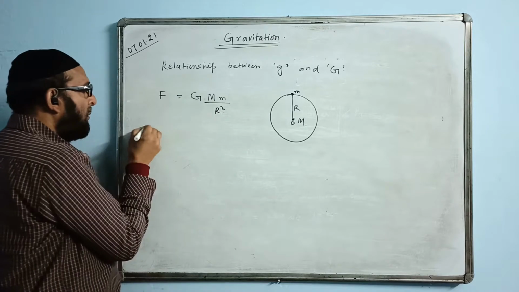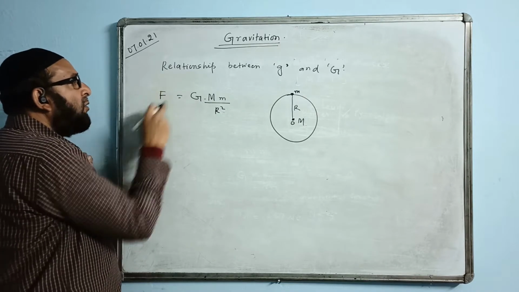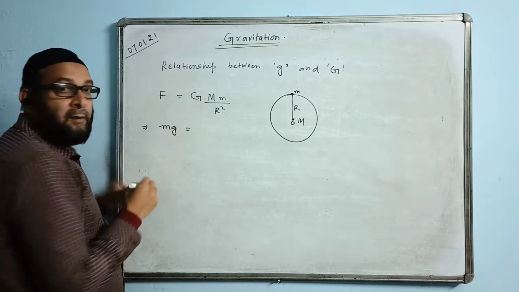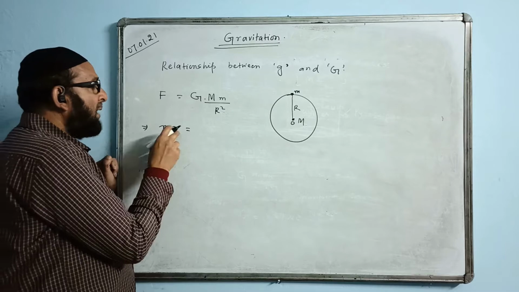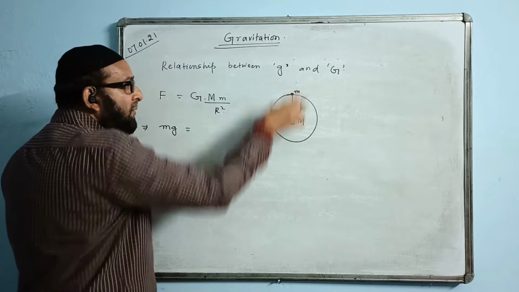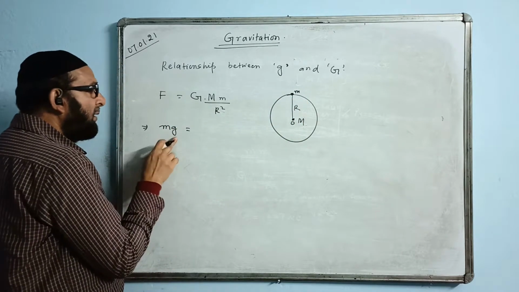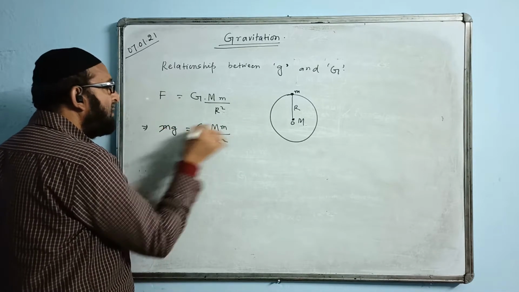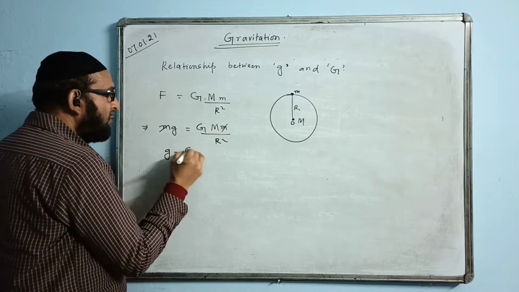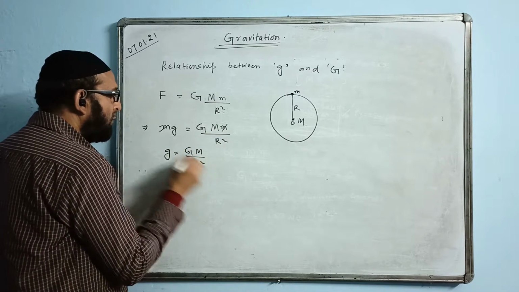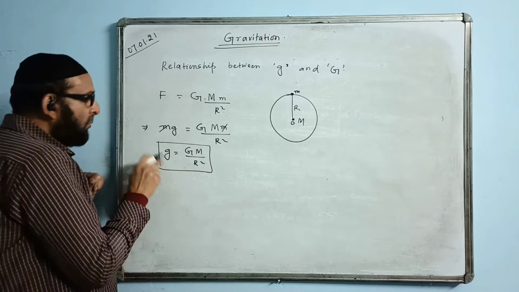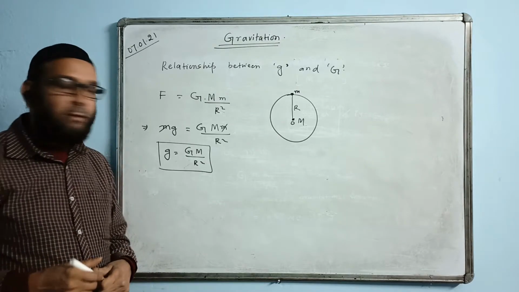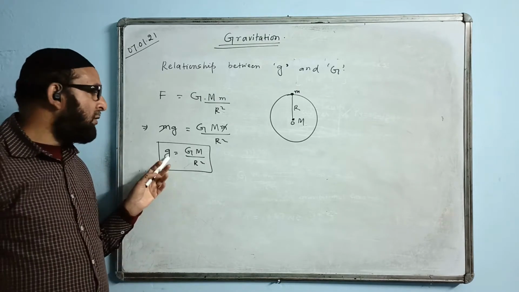This force of gravity is also called the weight of the body, and the formula for weight of the body is m into g, mass into acceleration, but this is the acceleration with which the body will be attracted towards the center. We write mg is equal to G M m by r square. The small m cancels on this side. We get the formula g is equal to G M by r square. So this is the relationship between small g and capital G.